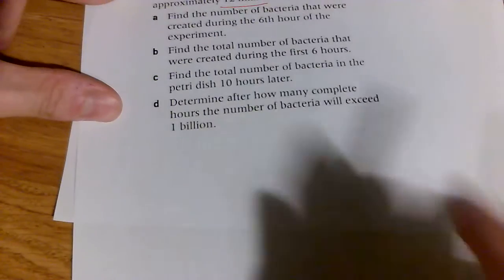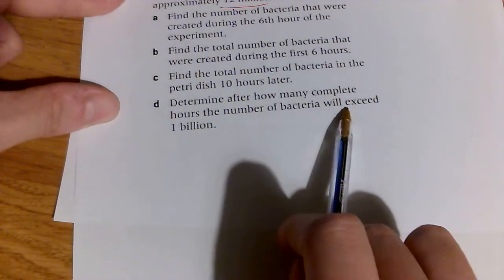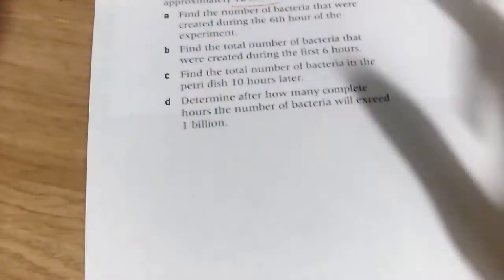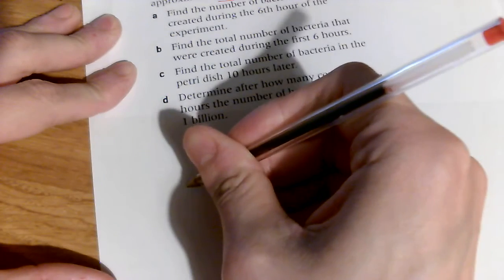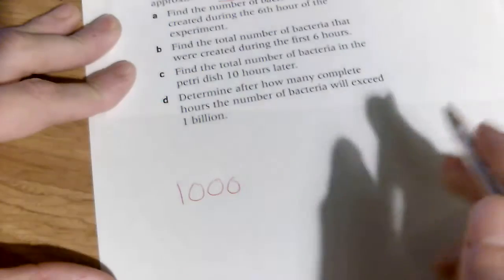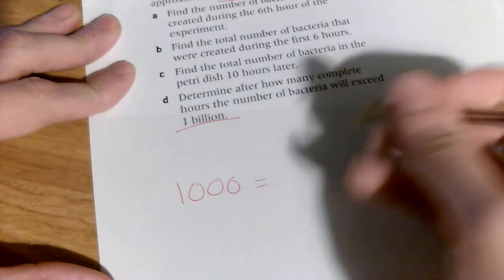Question D, determine after how many complete hours the number of bacteria will exceed 1 billion. Right, well, we're going to still be using the sum formula because it's the number of bacteria in total in there. But we've now got a total to aim for. So here's where an equation is going to be used. I'll just do this on here. We're trying to get a billion, which is 1,000 million. So I'm going to put 1,000 there.